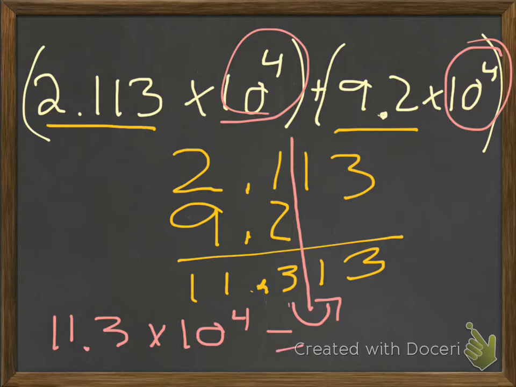And we do need to actually make sure we write this in correct scientific notation. So we do need to move that decimal point over 1 so that we have 1.13, and times 10, because we moved it to the left once, it would be to the power of 5. So that was a quick overview on how to add and subtract using sig figs.